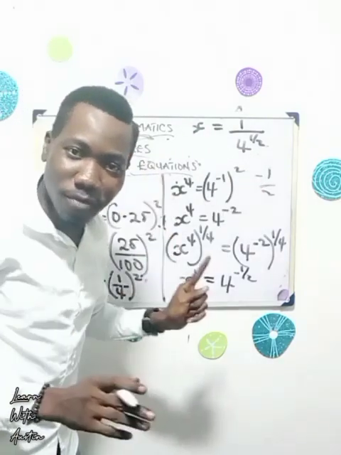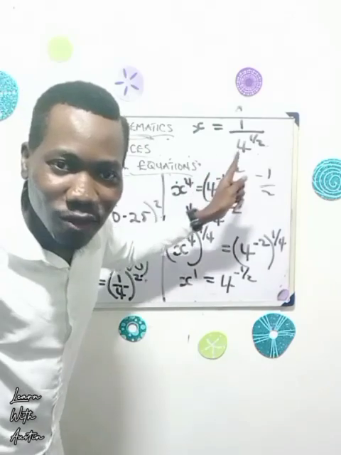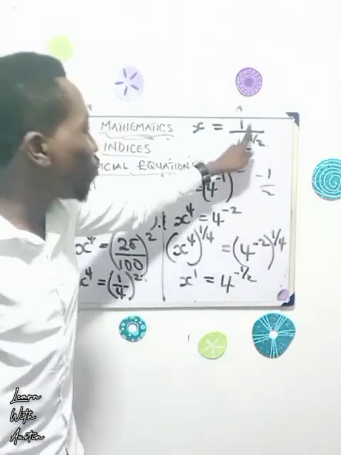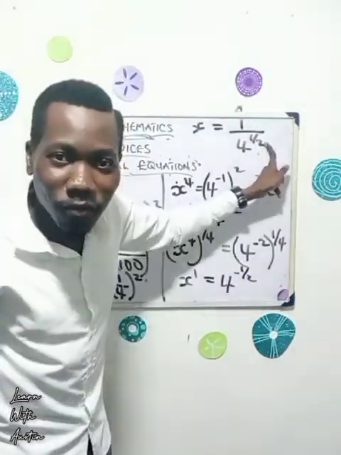I'm applying the rule here, okay? So, thank you for the rules. So, we have 1 over 4 raised to the power of 1 over 2, right?